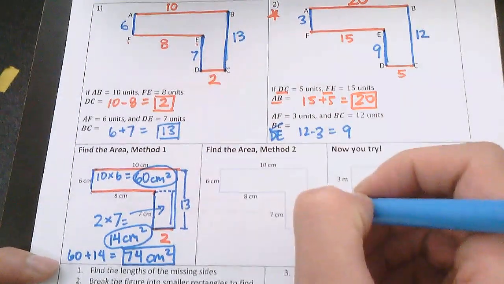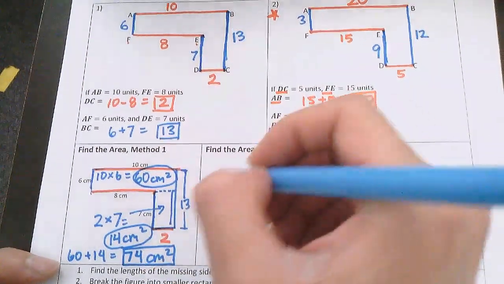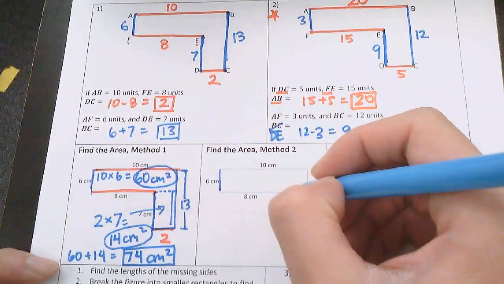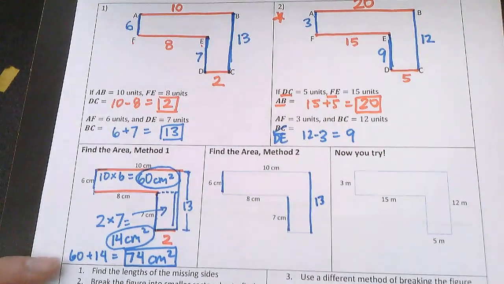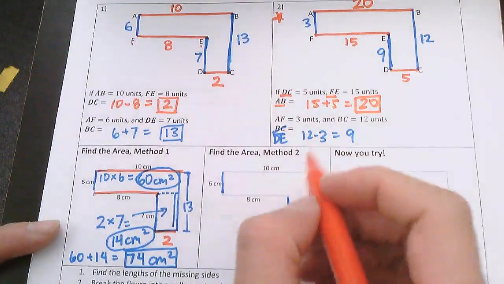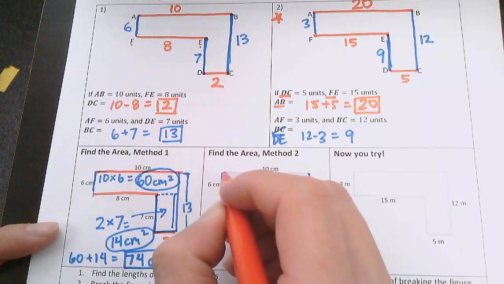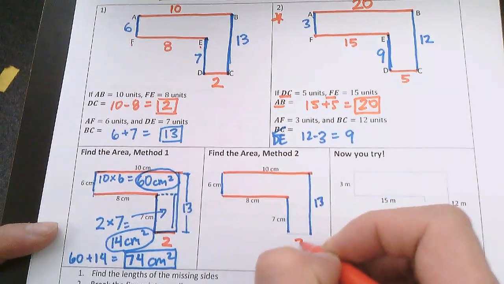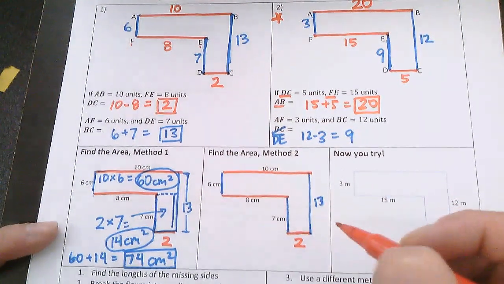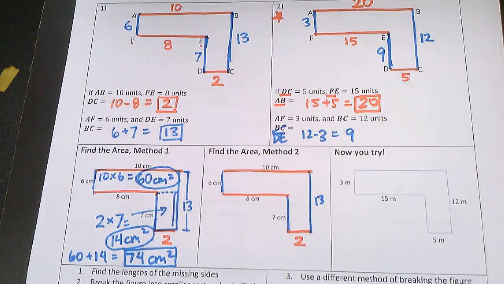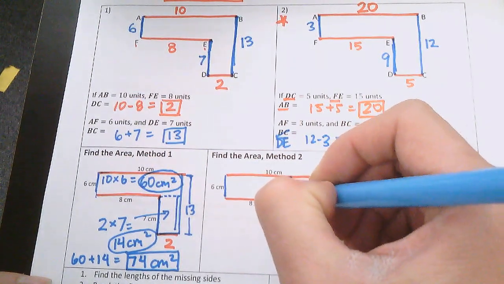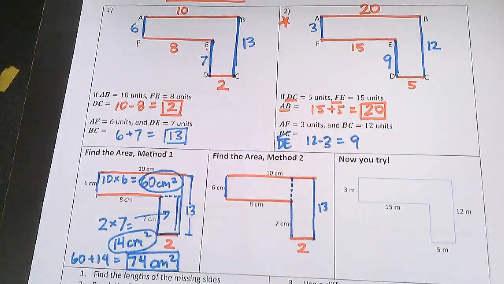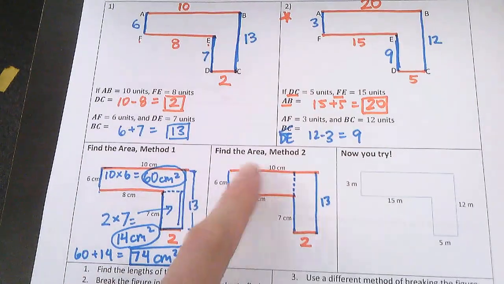Okay, let's fill out our missing side lengths. If this is 6 and this is 7, then all of this is going to be 13. And if this is 8 and all of this is 10, then 8 plus 2 has to be equal to 10. Okay, so another way that you could have split this into two rectangles is by splitting it this way. Now if we split it this way, how can we find the area of each of these rectangles?